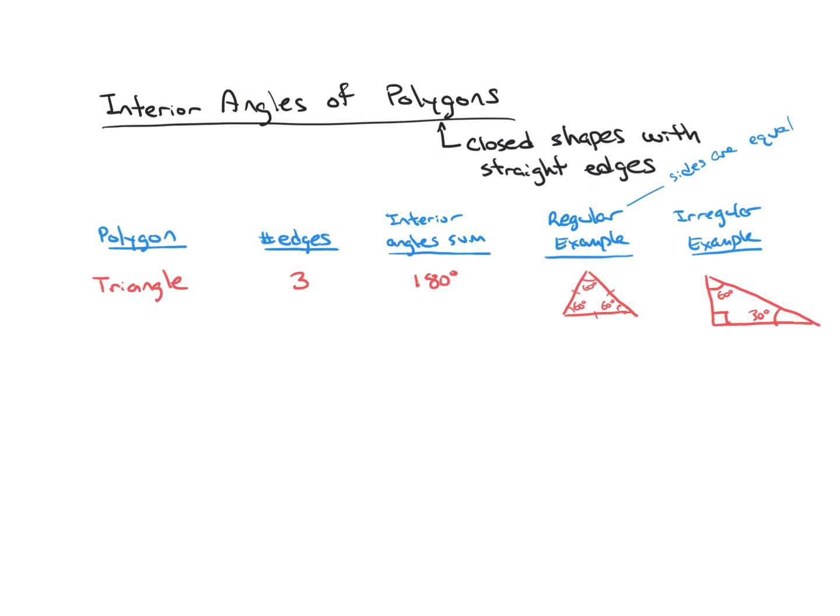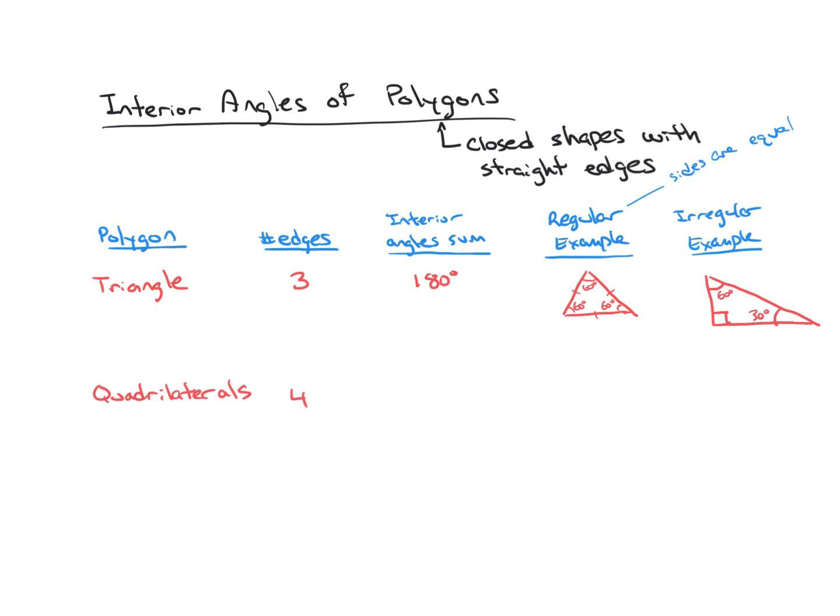Okay, the next polygon after triangles would be the ones with four edges. And those are called quadrilaterals. Long name, quadrilaterals, but the prefix quad stands for 4. Now, how many degrees do the four angles inside of a quadrilateral add up to?